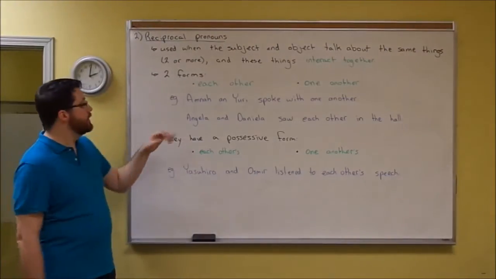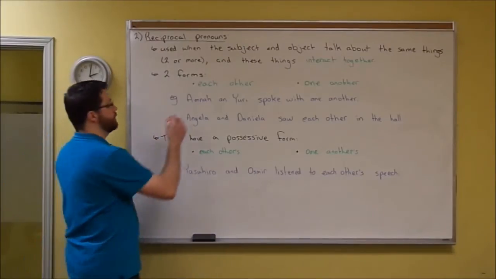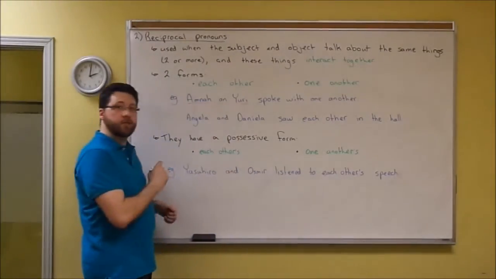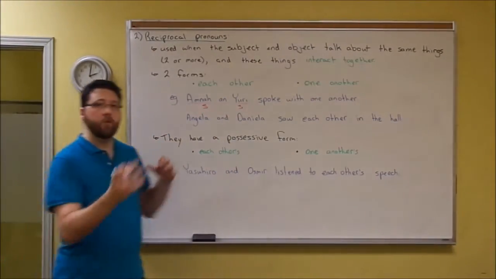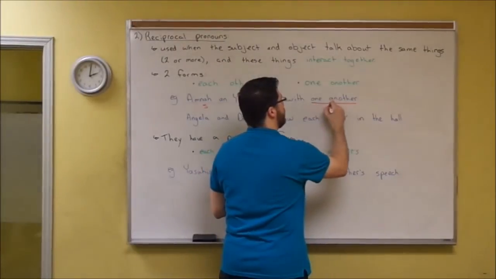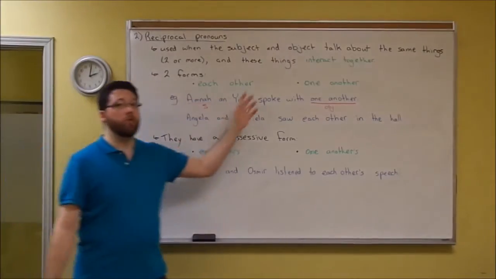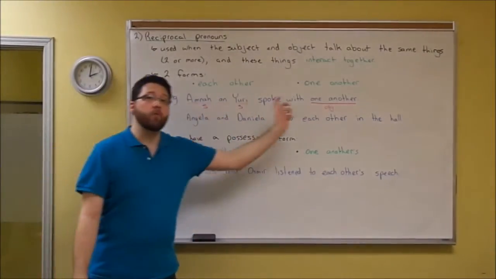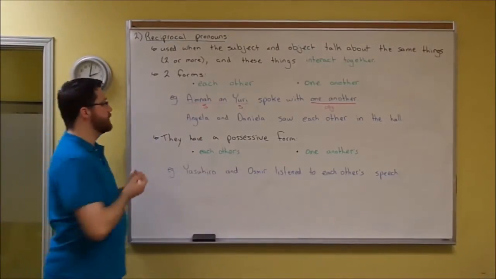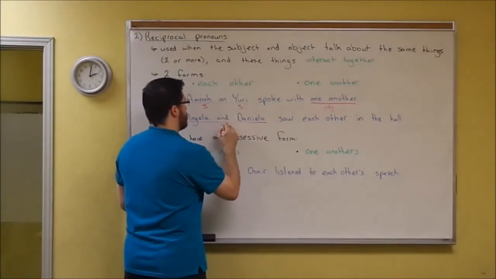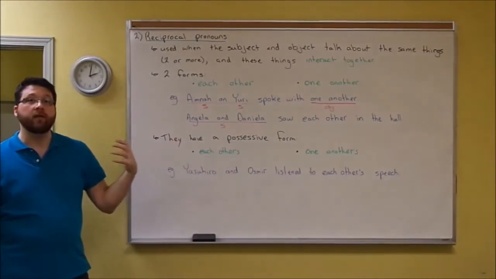So, for example, I can say, Anna and Yuri spoke with one another. Our subjects are Anna and Yuri, and they spoke with one another, our object. What this means is, Anna spoke with Yuri, and Yuri spoke with Anna. Let's look at our second example. So again, our subjects. Angela and Daniela saw each other in the hall.